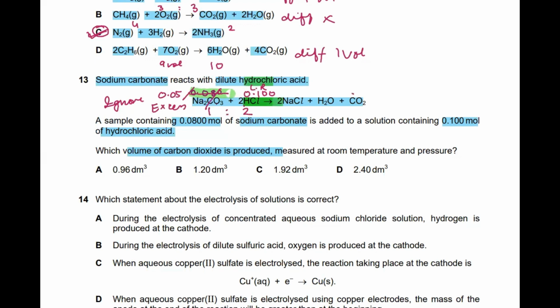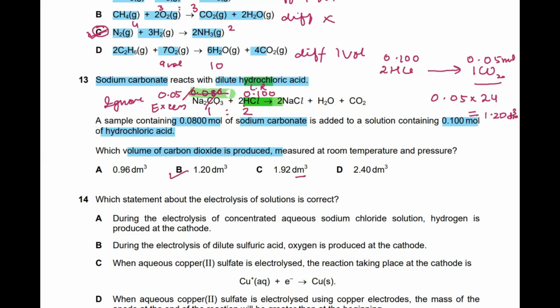Now, let's check it out because we need to find the carbon dioxide. So we have a molar ratio of 2:1 here. 2 moles of HCl, which is making 0.10 moles, is basically producing 1 mole of carbon dioxide. So half of that will be 0.05 moles. Considering 0.05 moles, we'll multiply that by 24 dm³, and we'll get the answer 1.20 dm³ of carbon dioxide produced.